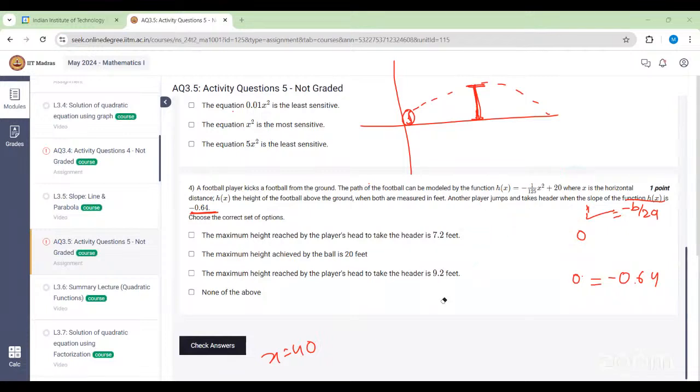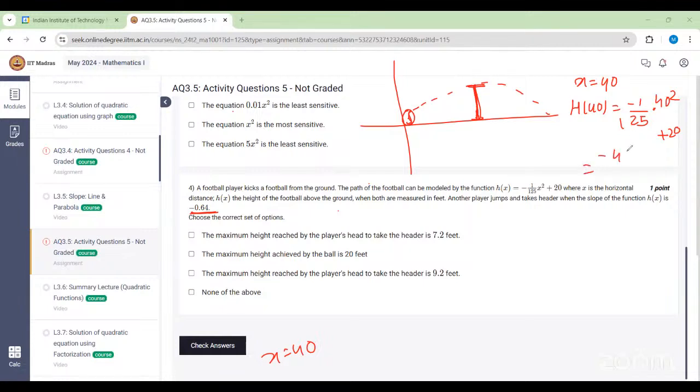Now what we have to do is find the value of y when x equals 40, and I will also explain why we want to do that. So when x equals 40, what is h of 40? h of 40 is minus 1 by 125 into 40 square plus 20. Can someone please quickly calculate this? So this is minus 1 by 125, so 25, 8, 5, 8. So minus 64 by 5 plus 20, right?